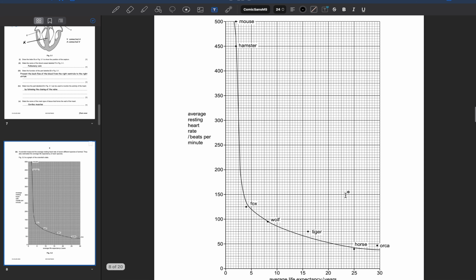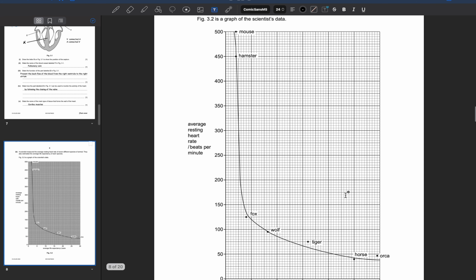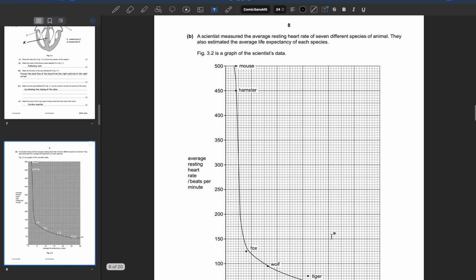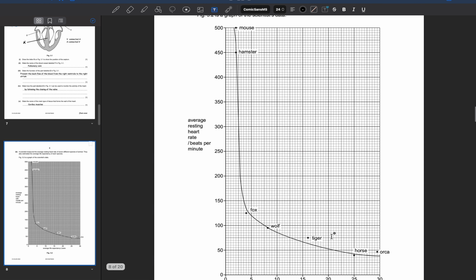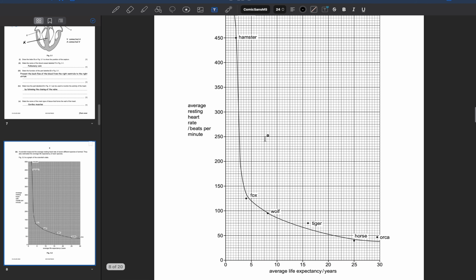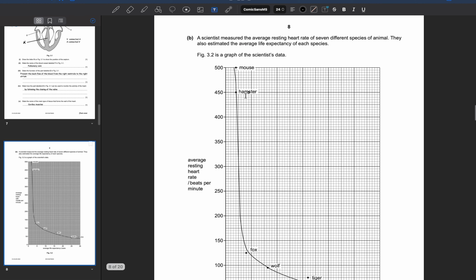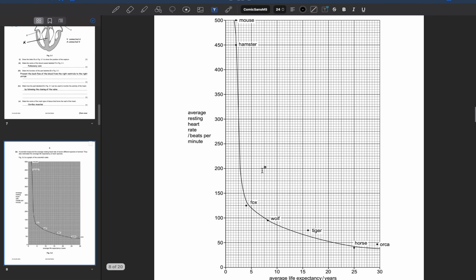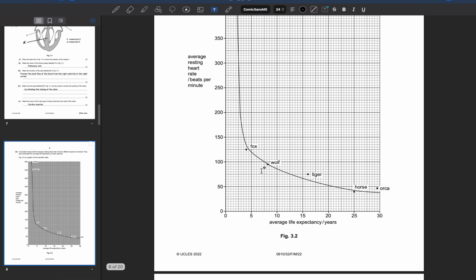Before we look at the questions, let's see what the graph shows. I have here different species of animals: mouse, hamster, fox, wolf, tiger, horse and orca. What does the figure show? As I move in this direction, the average life expectancy increases, and as I go up, the average resting heart rate increases. So this means those with a lower average resting heart rate have a longer life expectancy. The average life expectancy is more.